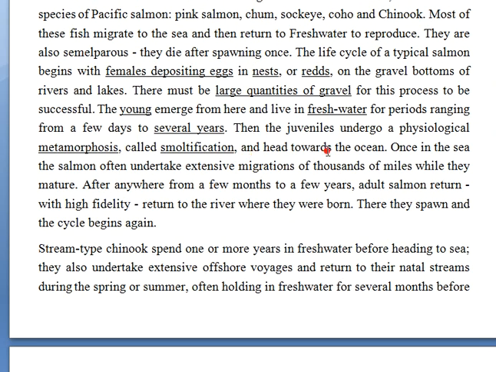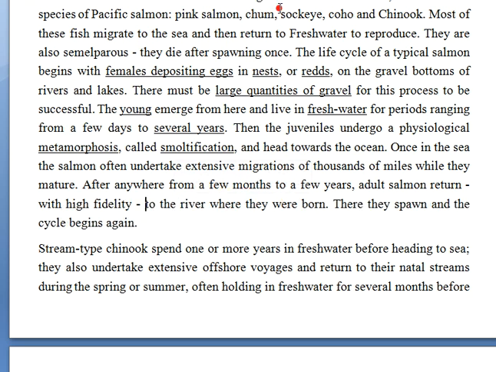So let's search return. One in the sea, the salmon often take migration. Migration was the earlier word. While mature after anywhere from a few months to few years, have some return. So we got return with high fidelity. So they are not talking about the place. Return again, return. Oh, I think it should not be return twice. This should not be here, right? Okay. So return with high fidelity to the river where they were born.